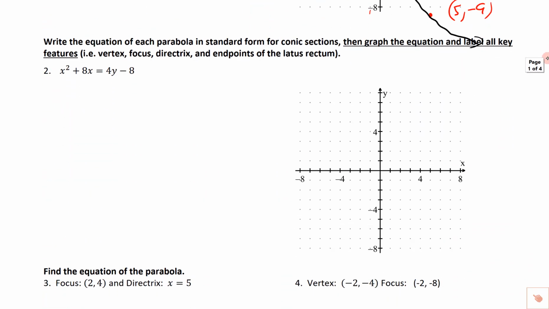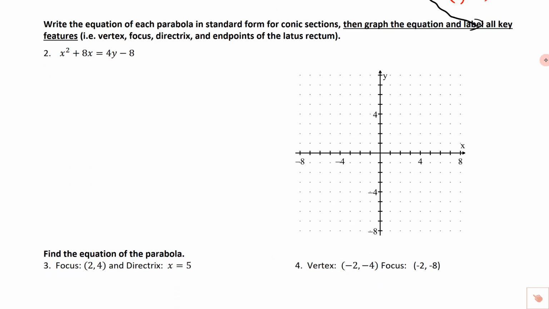Let's come down here on this next one. Basically the same type of thing, but it's not in the right format. We've got to get it in that graph-friendly form of a parabola. So we're going to do this. We're going to write down x squared plus 8x. We've already got this stuff over there, but I'm going to save room to complete the square.